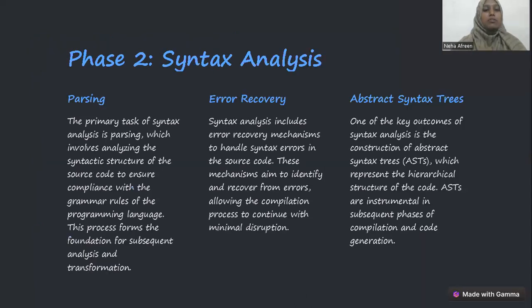The second phase of RAT compiler design is syntax analysis. In that, it's subdivided into parsing, error recovery, and abstract syntax trees. Parsing. The primary task of syntax analysis is parsing, which involves analyzing the syntactic structure of the source code to ensure compliance with the grammar rules of the programming language. This process forms the foundation for subsequent analysis and transformation.